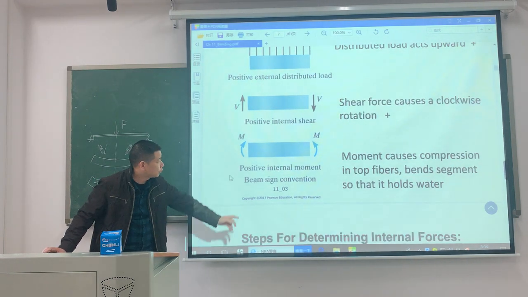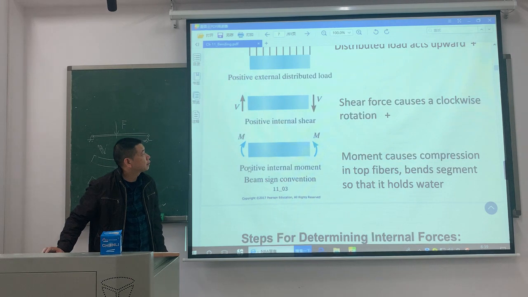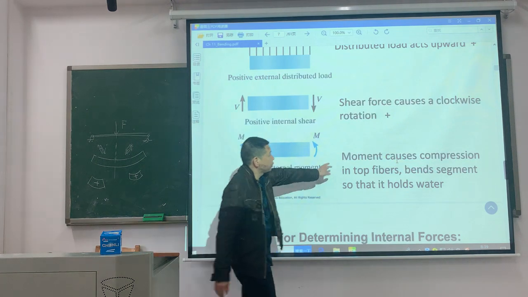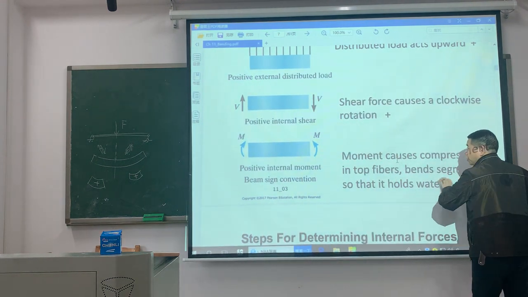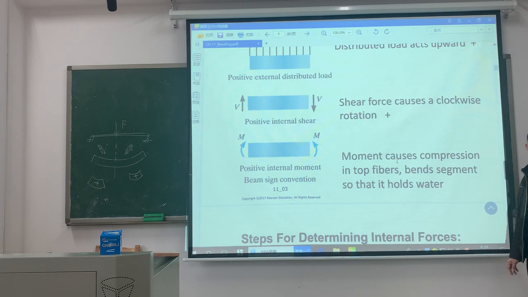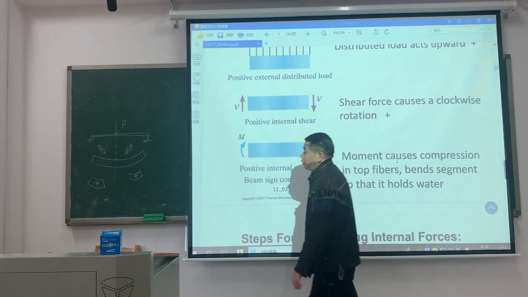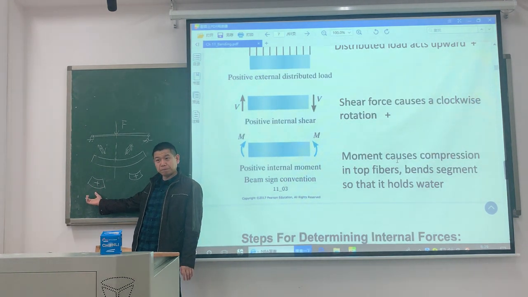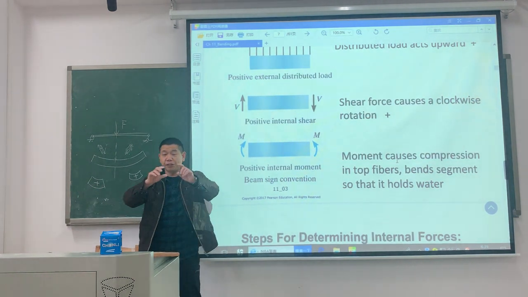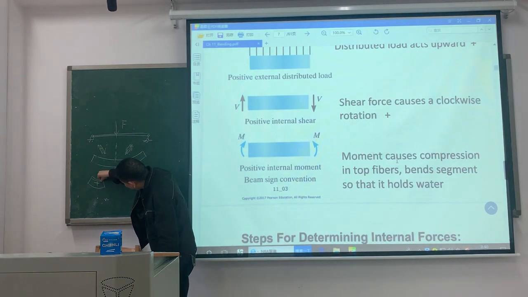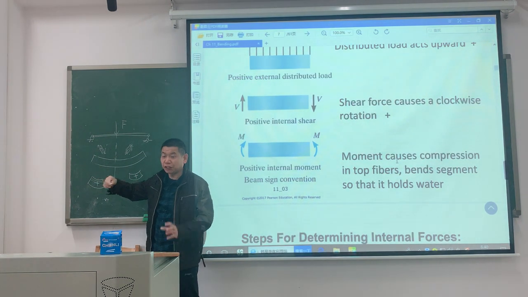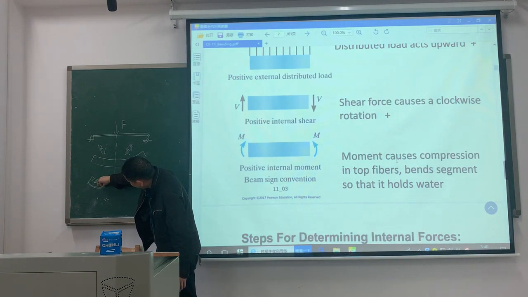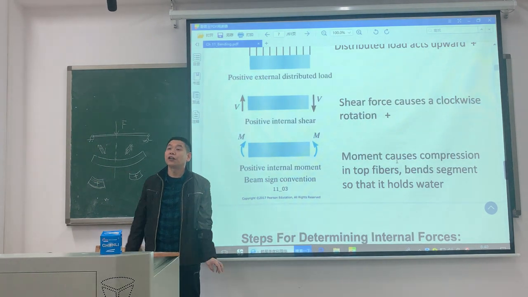So it's a positive internal moment. If the moment causes compression in the top fiber, if the segment is deformed like this, it means the top part of the segment is in compression. The bottom fiber is in elongation.